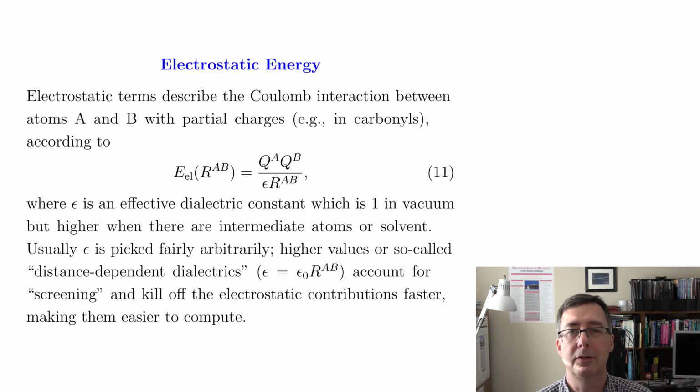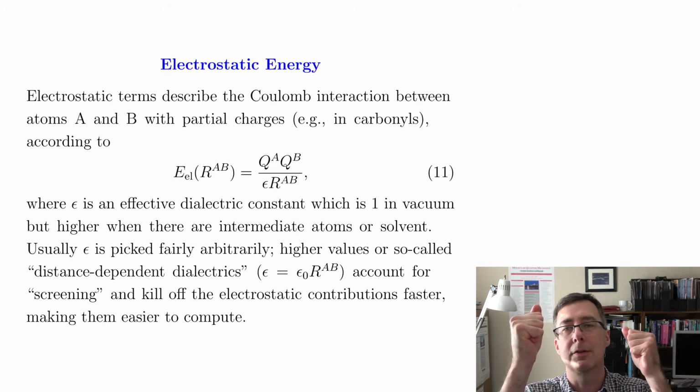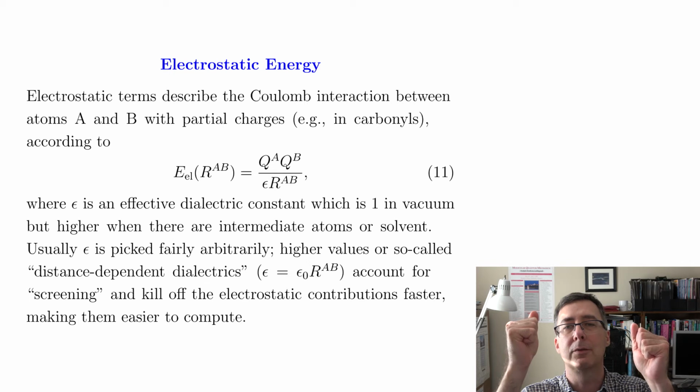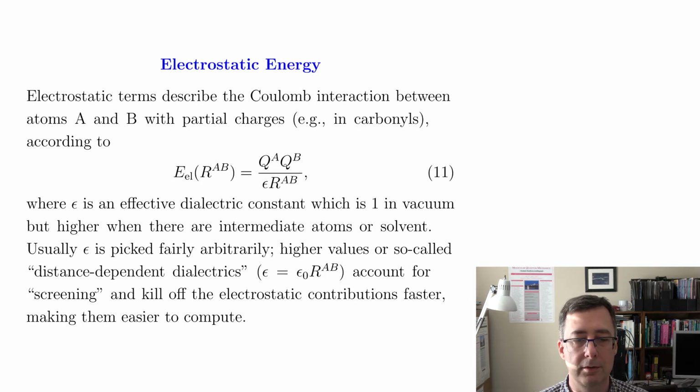If you have atom A and atom B, we'll call the charges QA and QB. And Coulomb's law tells you the energy is the product of the charges divided by 4 pi epsilon naught times the distance between the charges. And here, rather than 4 pi epsilon naught, we're just using a generalized epsilon, an effective dielectric that might be tunable depending on what solvent you're in, for example. Okay.